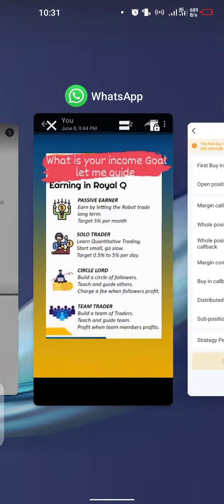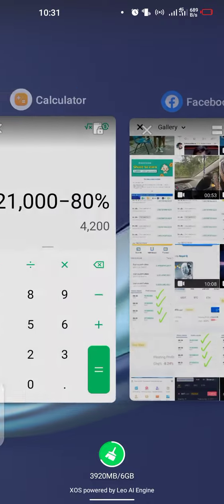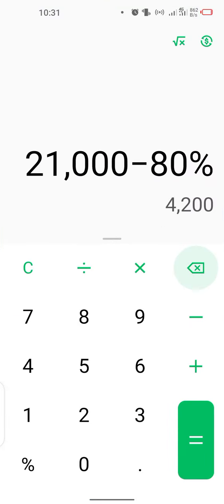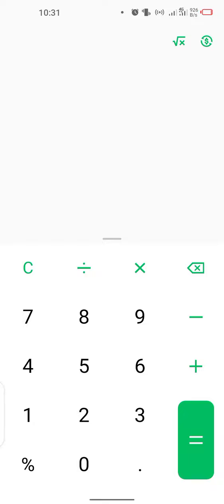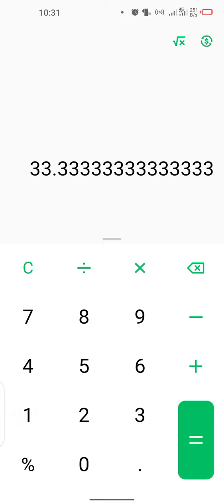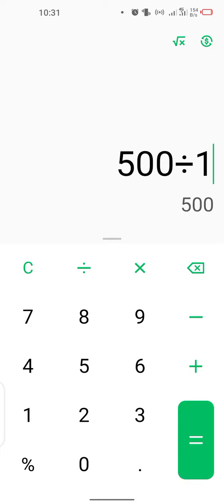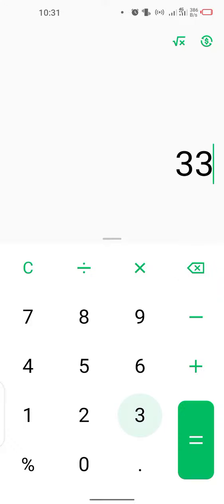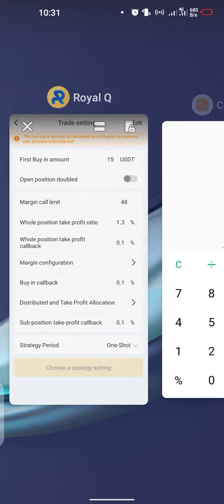You have your principal, which is your capital. Let's get to a calculator just a little bit. Let me say your capital is 500. 500 divided by the first buying amount, which is 15, gives you the number of margin calls. The number of margin calls will be 33. If we multiply 33 by 15, it will be 495, right? But we are going to see how we can maneuver this.